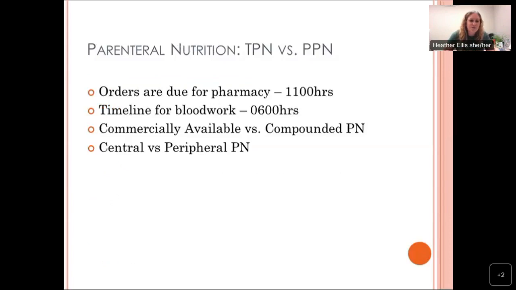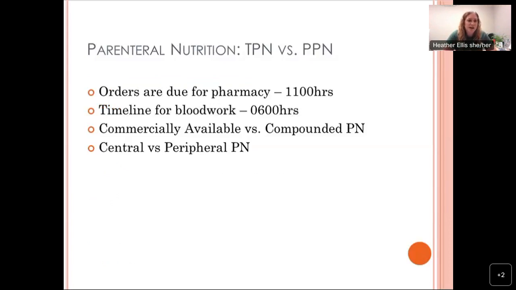So next we'll move on to parenteral nutrition. So TPN versus PPN. Generally for our PN orders, the orders are due to pharmacy for 1100 hours. So that means in the morning we get our blood work, we have to write our orders, and we have to get them signed and down to pharmacy before 1100 hours.